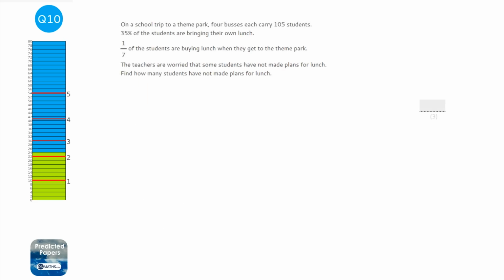Okay, so in this question we're on a school trip, and it's best to break this question down into bits we need to work out. So it says 4 buses each carry 105 students. So the first thing I need to work out is how many students there are in total.